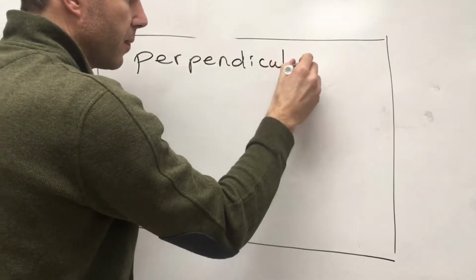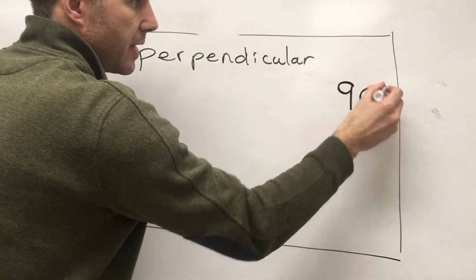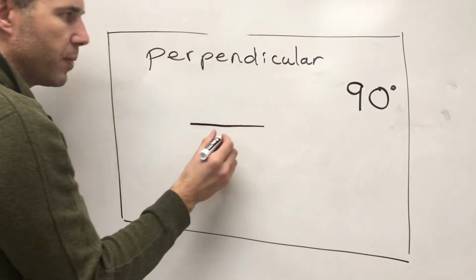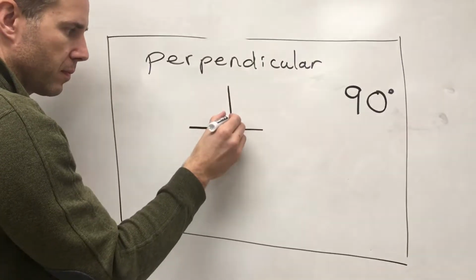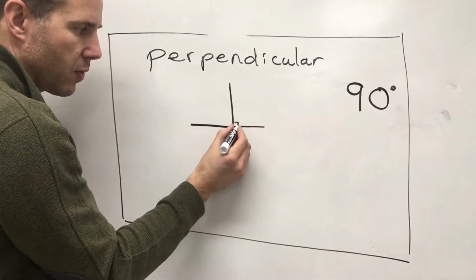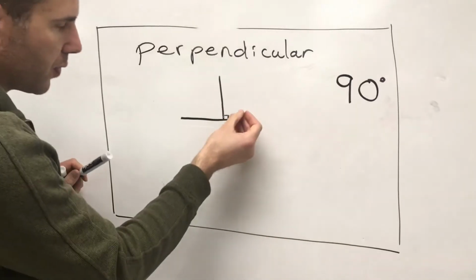Perpendicular. Perpendicular, you just have to know the magic number, and the magic number is 90. 90 degrees. Means if you've got a line right here, a perpendicular line intersects it at a 90-degree angle. So it makes a perfect corner. If you're not sure if it's a 90-degree angle, just get a piece of paper, put it right there.